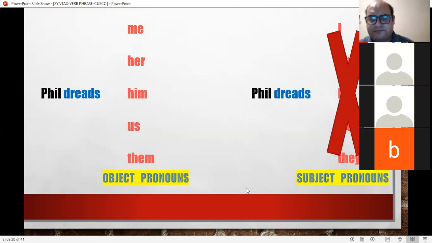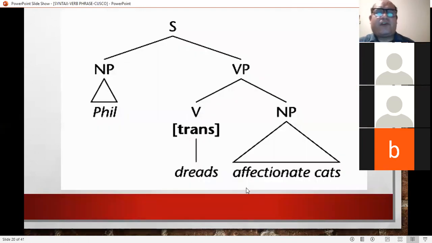All right? Now, here you have this tree diagram. Notice in the tree diagram how we are going to decompose the sentence. Phil is a noun phrase, just made with the noun, but it's a noun phrase because a sentence is composed of a noun phrase and a verb phrase. In this case, the noun phrase is just a noun, a proper noun. And the verb phrase is composed of a verb that in this case is transitive. That's why we have here transitive. Then you have a noun phrase, NP, that is affectionate cats.